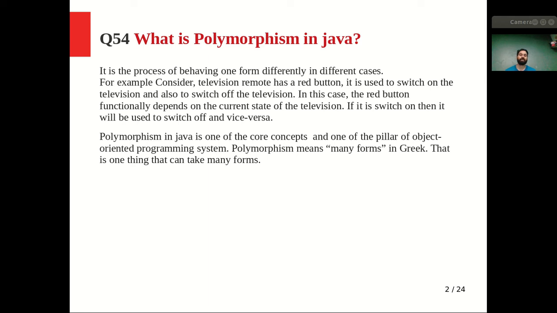Polymorphism in Java is one of the core concepts and one of the pillars of the object oriented programming system. From the name we can say that poly means many and morphism means form, so together it means many forms in Greek. That is, one thing that can take many forms. In simple words, polymorphism is a process in Java in which one thing behaves in a different way in different situations or different cases. And to the interviewer you can give the real time example of a TV remote. So this is all about polymorphism.